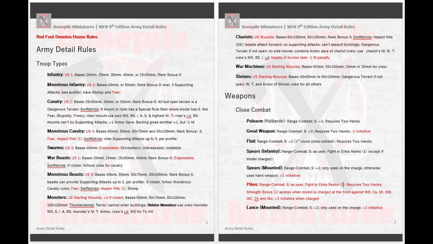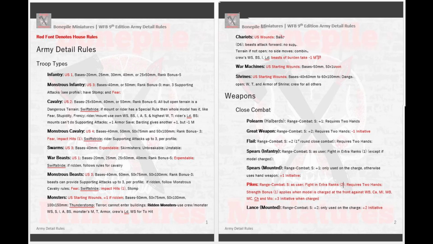So I do like these changes to initiative bonuses, because it is connected with the length or the reach of the weapon. So it makes sense that there would be bonuses to striking order with spears, pikes, and lances. And I picked up these changes from the Warhammer Armies Project, and they really make a lot of sense to me. I like them a lot.